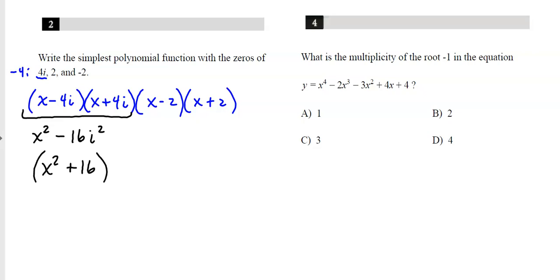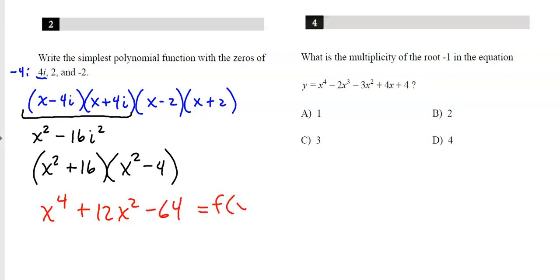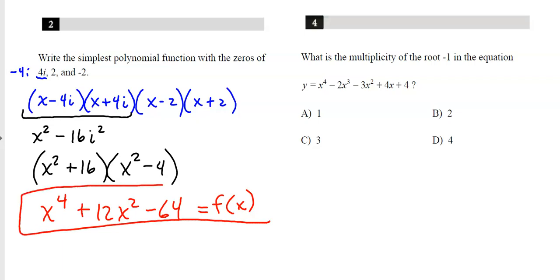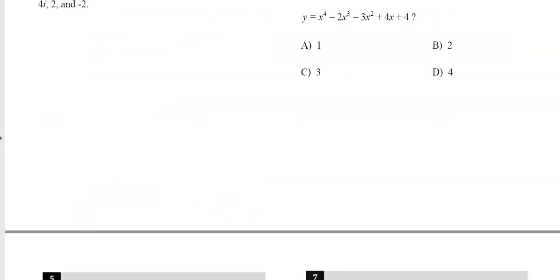So I'm going to have that when I replace negative 1 for i squared. And then over here, I'm going to have a difference of squares, x squared minus 4. So now we can clean this up a little bit. That would be x to the 4th minus 4x squared plus 16. So that's a plus 12x squared. And then we have minus 64. So there is a simple polynomial function that will have the zeros that they called out. So you just got to work backwards. Get your factors, go backwards.